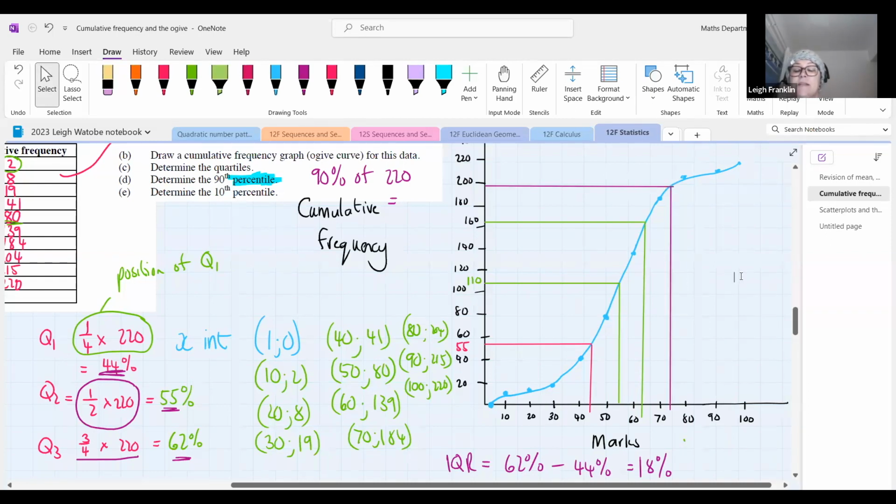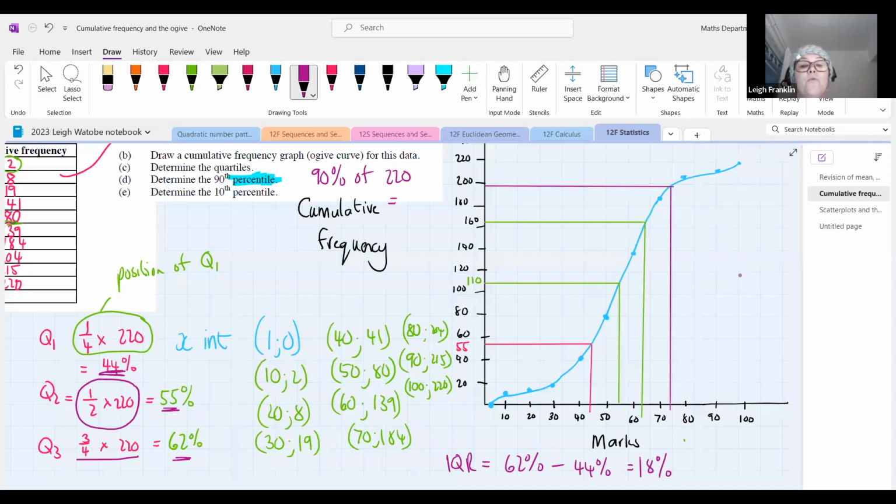Okay, so the 90th percentile would be somewhere between 70 and 80. It kind of looks like it would be about 74%. Okay. So it does mean percentage essentially, right? And Nhlanhla, why were you doing 215 divided by 220? Was that for the 90th percentile? So it would be 90% of 220.